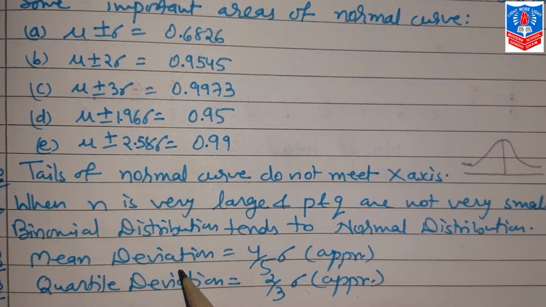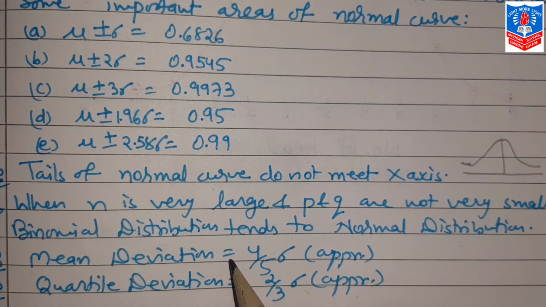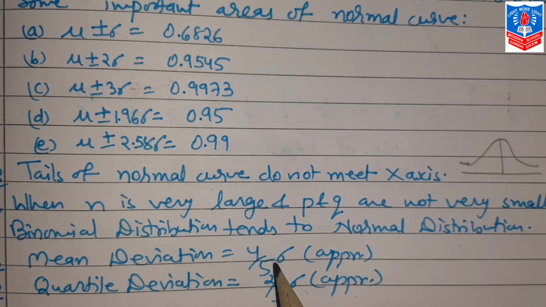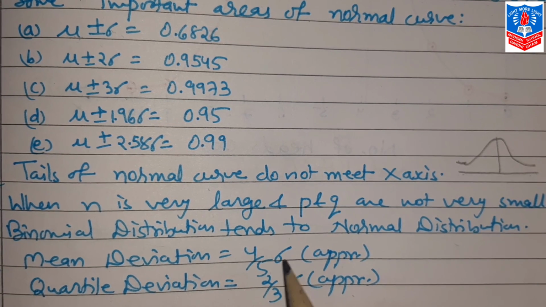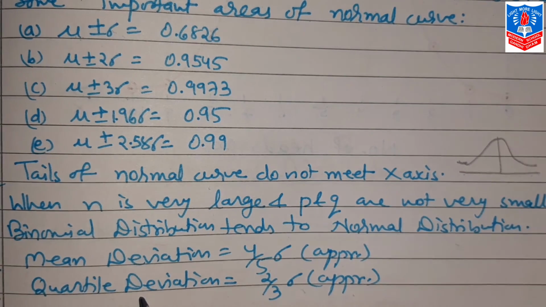Second last is mean deviation. Here in normal distribution, the mean deviation value is 4 by 5 rho. Of course, it is an approximate value, while quartile deviation is 2 by 3 rho. Again, this is also an approximate value. These both values are important from both one line answer or MCQ points of view. So don't mix 4 by 5 rho, that is mean deviation, with 2 by 3 rho, that is quartile deviation. So this way, these are the 13 characteristics of normal distribution.